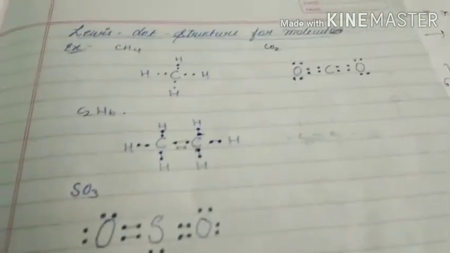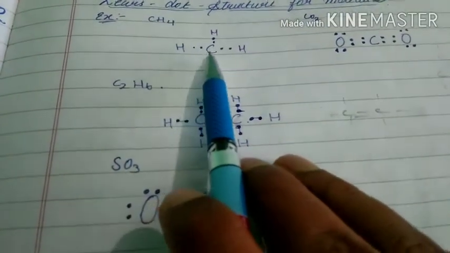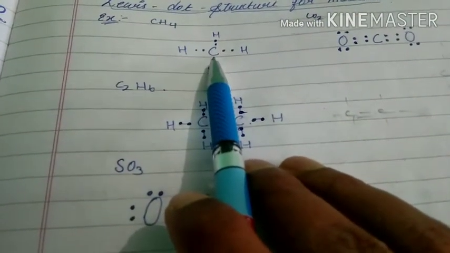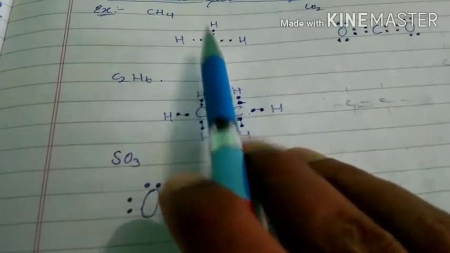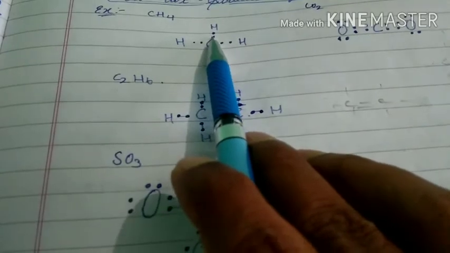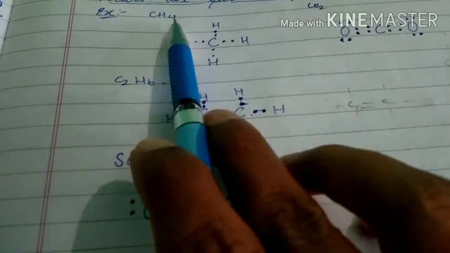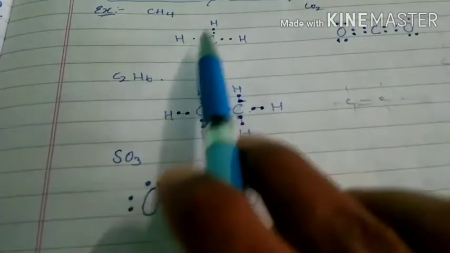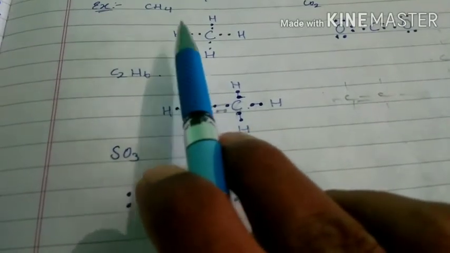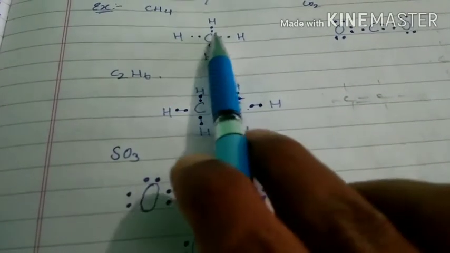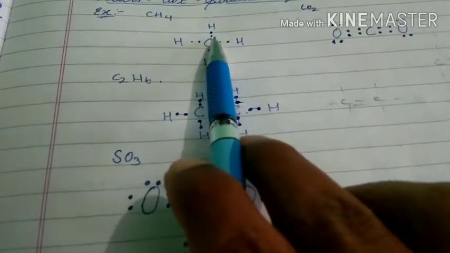Now Lewis dot structures for molecules. In case of CH4, first we have to write the central atom. The central atom is carbon. How many valence electrons are present in the central atom? 4, 1, 2, 3, 4. Next, how many hydrogens are present? 4. Each hydrogen has 1 electron, so put 1 electron for each hydrogen.